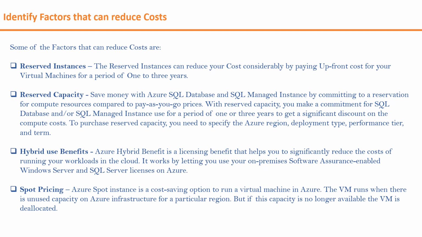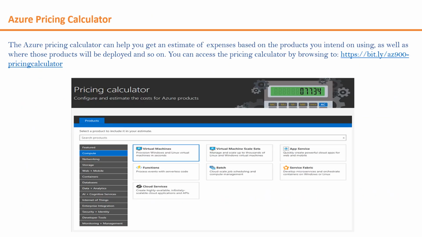It works by letting you use your on-premises Software Assurance enabled Windows Server and SQL Server licenses on Azure. Finally, we have Spot pricing. Azure Spot pricing is a cost-saving option to run virtual machines in Azure. The VM runs when there is unused capacity on Azure infrastructure for particular regions, but when this capacity is no longer available, the VM is deallocated.